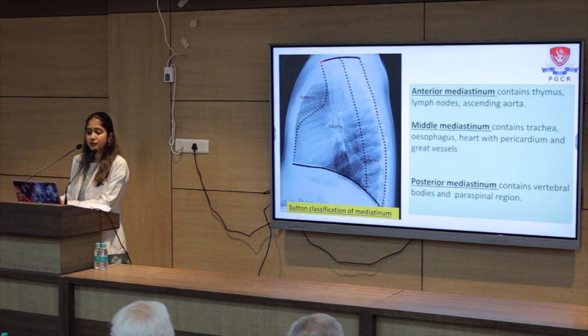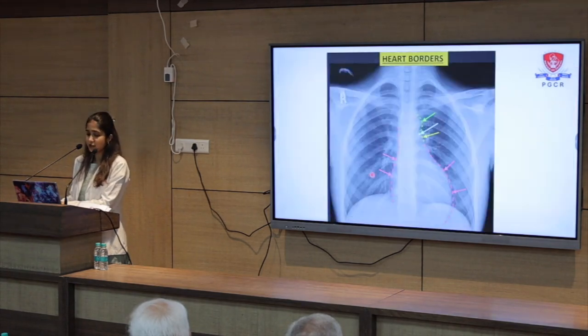The first anterior line which we draw is from the anterior border of the trachea to the anterior pericardium. So anything that lies anterior to this line is the anterior mediastinum, and anything that lies posterior to the line drawn 1 centimeter behind the anterior vertebral margin is the posterior mediastinum, and the region between these is the middle mediastinum. So the anterior mediastinum contains the thymus, lymph nodes and the ascending aorta. The middle mediastinum contains the heart, pericardium, great vessels, esophagus, and the posterior mediastinum contains vertebral bodies and paraspinal regions.